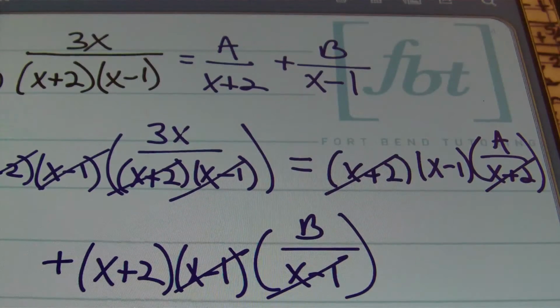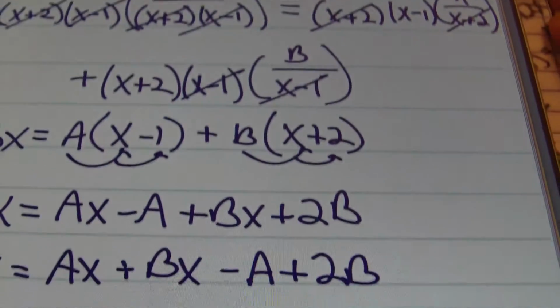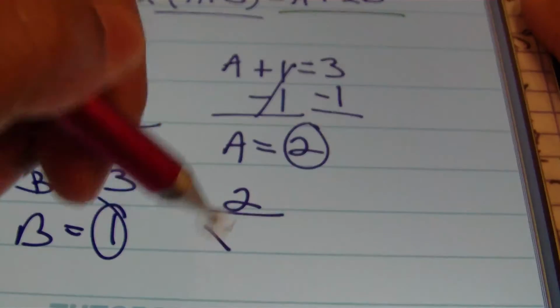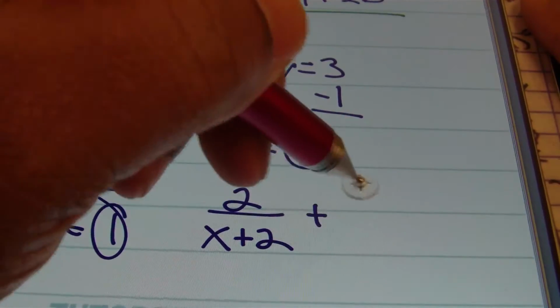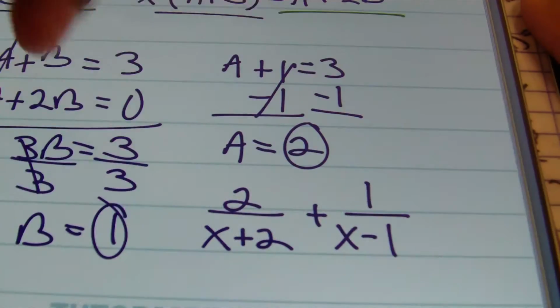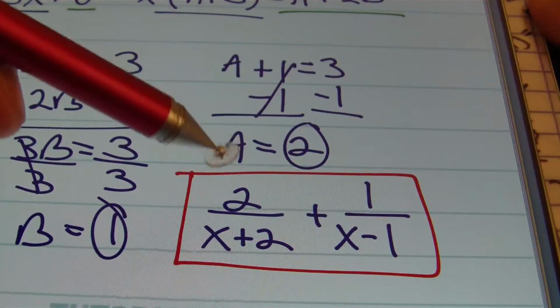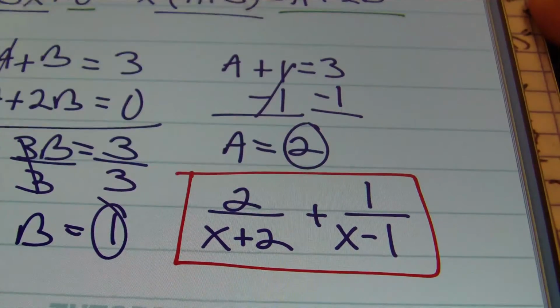So from our setup, we know that our answer will be in the form of a over x plus 2 plus b over x minus 1. So that means that we can write our solution as 2 over x plus 2 plus 1 over x minus 1, and this is our partial fractions. If you were to add 2 over x plus 2 plus 1 over x minus 1, you would end up with your original form of the expression. All right, and that's going to be problem number 1 done.